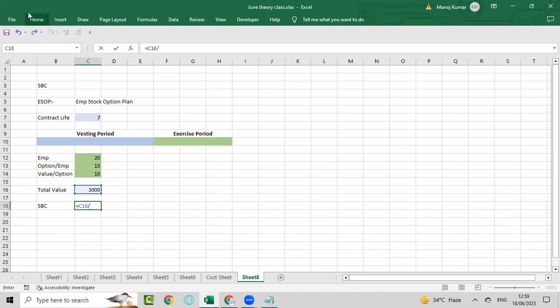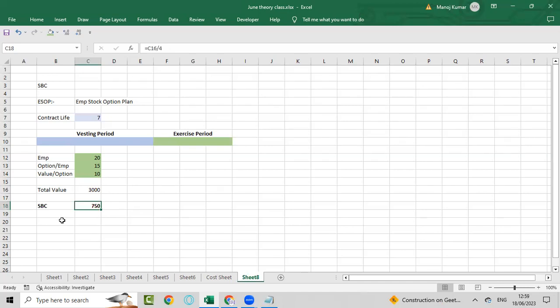This minus 4, that vesting period. So 750 is your stock-based compensation for year 1, year 2, year 3, year 4. In all 4 years, total stock-based compensation will be 3,000. Every year we are reporting 750. Did I make my point clear?